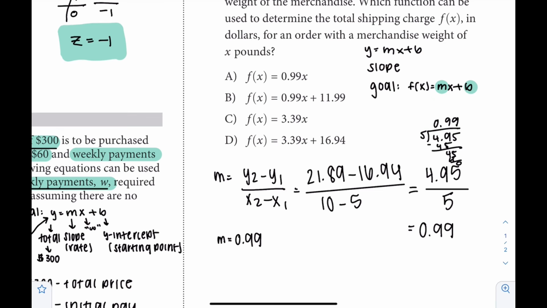So now we know that our slope is 0.99. And looking at our answer choices, we can eliminate two options, C and D, because they are stating that the slope is 339, which is not correct. So this is just a strategy using common sense, process of elimination, to get rid of answer choices that don't make any sense and will waste your time.